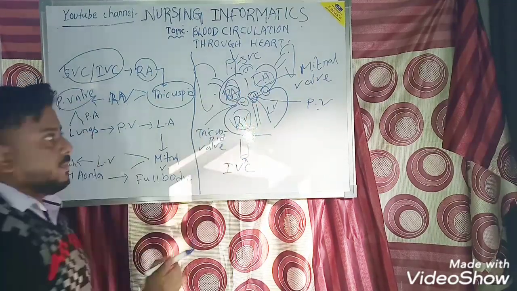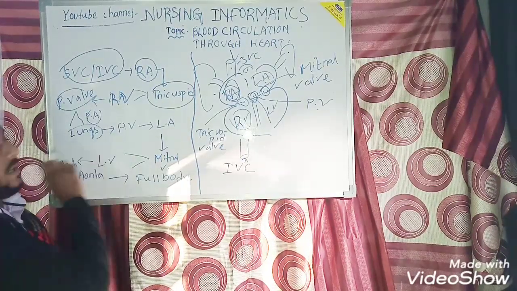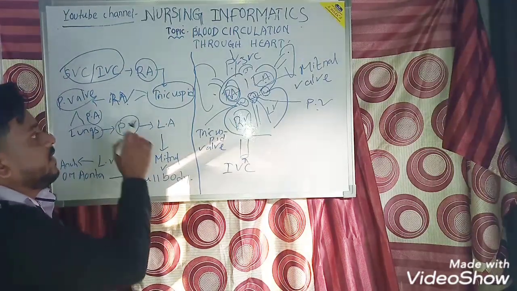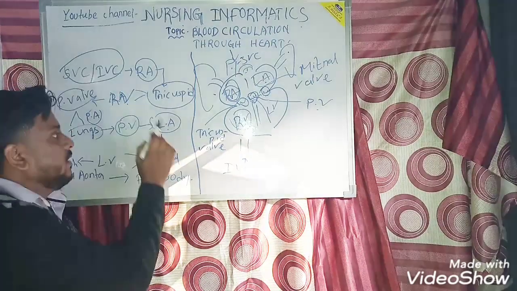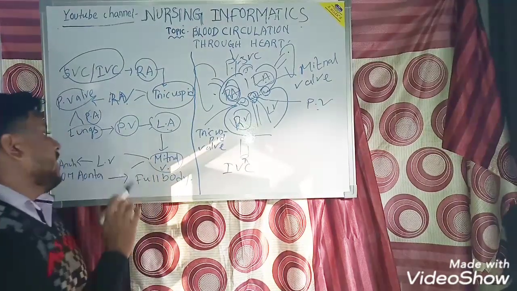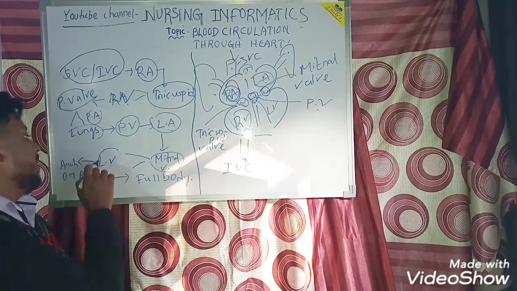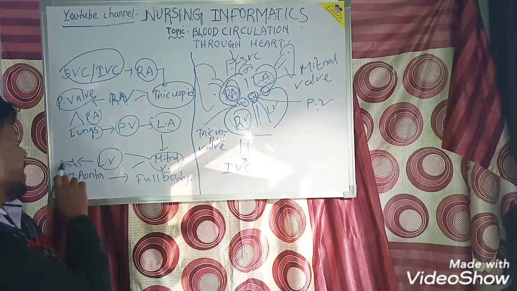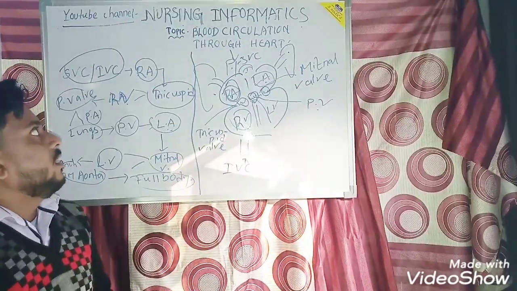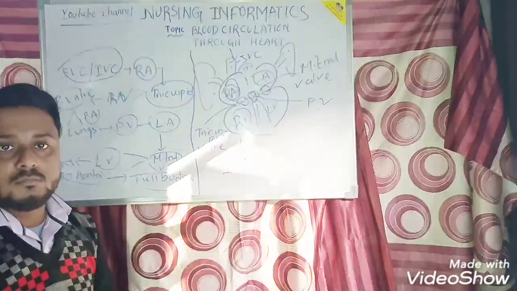This one is the pulmonary valve open, and from the pulmonary artery, blood goes to the lungs for purification, and from the lungs through the pulmonary vein, it comes into the left atrium. From the left atrium, when the left atrium contracts, the mitral valve opens, and through the mitral valve blood comes from the left atrium to the left ventricle, and from the left ventricle through the arch of the aorta it is supplied throughout the body. So this is the simplified blood circulation through the heart. It is an easy process to remember.